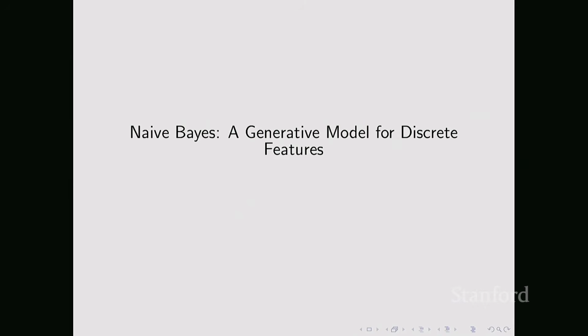So the next thing I want to show you, the last thing I want to show you, is this naive Bayes model, which is a generative model for discrete features. So we're looking at things that were discrete.